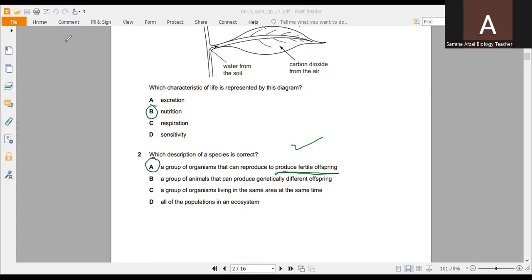A group of animals that can produce genetically different offspring. This is not the correct option. Genetically different organisms will not be produced by the same species. A group of organisms living in the same area at the same time, different species living at a place. This is not the correct option. All of the populations and the ecosystem together is called a community. So again, this is not the correct option. A is the correct option.